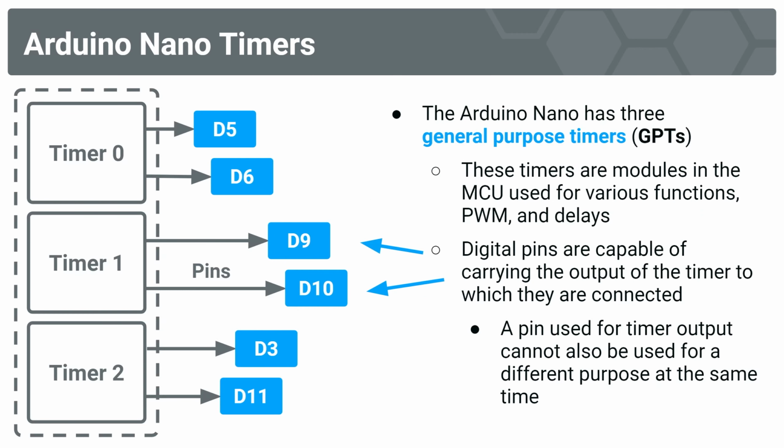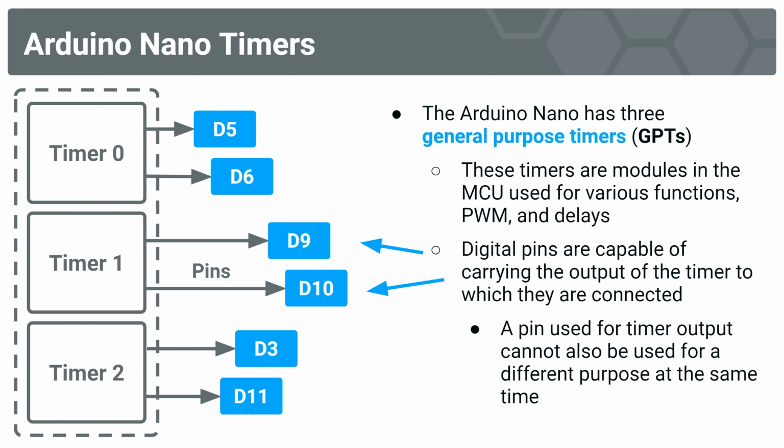So let's talk about the timers within the Arduino Nano specifically. The Arduino Nano has 3 general purpose timers, or GPTs. These timers are, remember, physical hardware modules within the microcontroller. And they're used for various functions, like we talked about in the previous slides. They might be used for PWM. You might use a timer for delays. You might use a timer for measuring time.